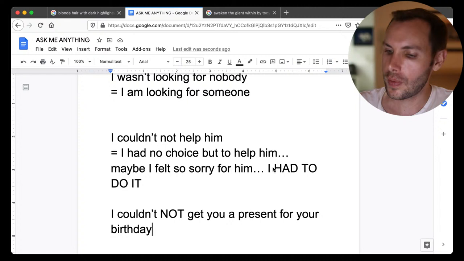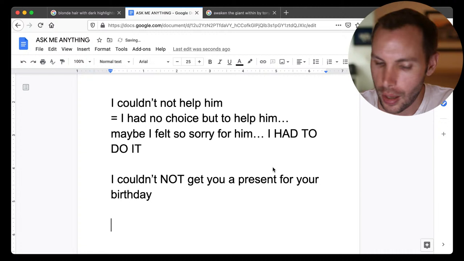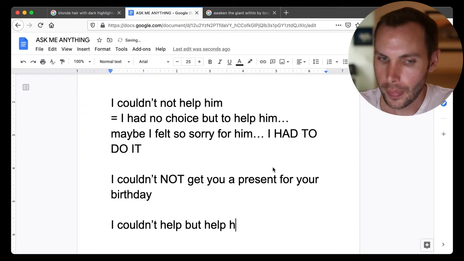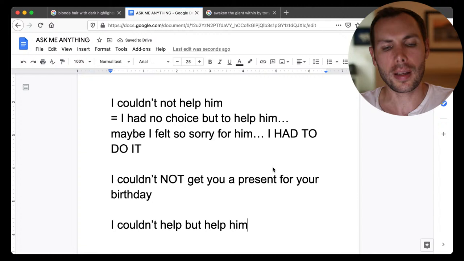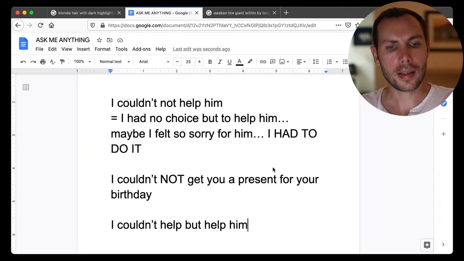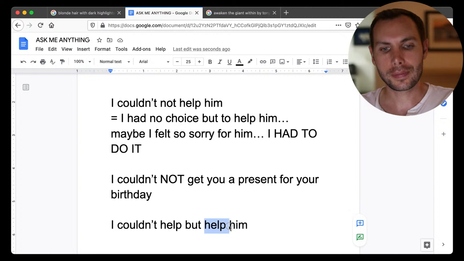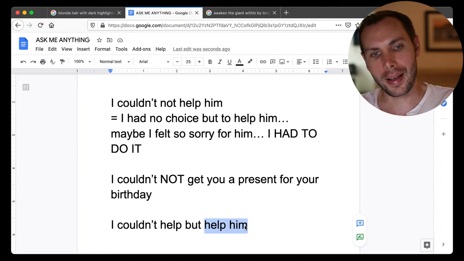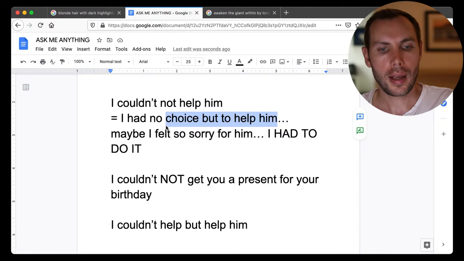I know it's a little bit confusing, but it's quite an interesting structure to know. And Kate says, I couldn't help but help him. She asks, does it sound a little bit wordy? Yeah, this one sounds a little bit wordy. I wouldn't repeat help in this sentence. I would rather say, I had no choice but to help him. That sounds better.